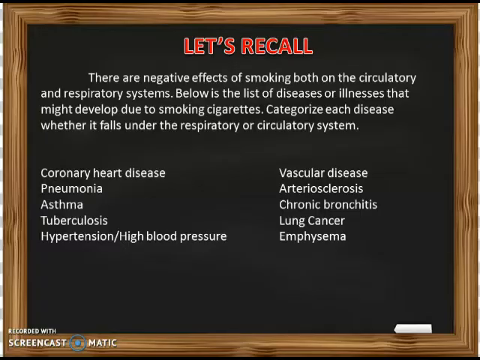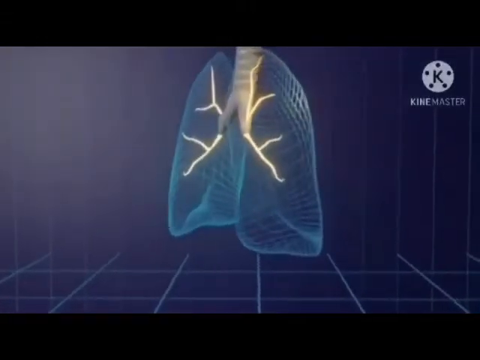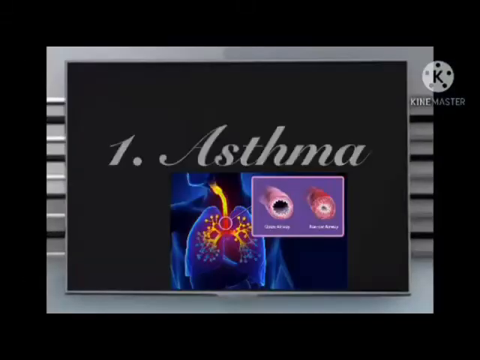There are ways to prevent circulatory diseases by living a healthy lifestyle. Now, here are some of the common conditions affecting the respiratory and circulatory system. Respiratory system diseases. Number 1. Asthma.